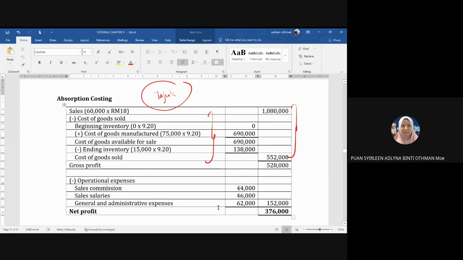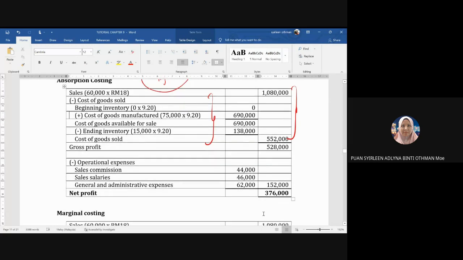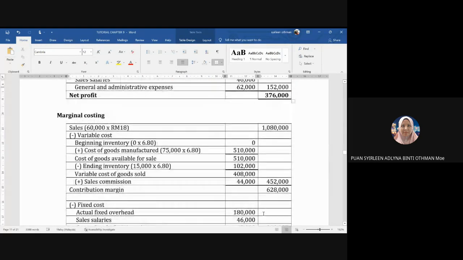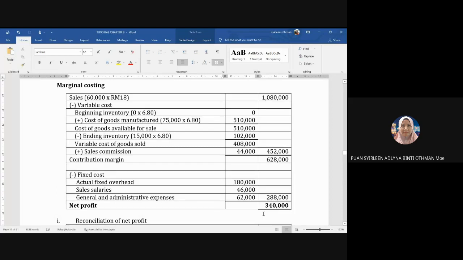So net profit untuk absorption ialah 376,000. Okay, untuk marginal is 340,000. Okay, you have your sales, you have your contribution margin. Nampak dua-dua statement, dua-dua pengiraan ni tidak ada adjustment sebab my fixed and my variable manufacturing overhead dua-dua adalah sama. Nilai sebenar dengan nilai estimation tu sama, sebab tu dia bagi awak satu figure saja. Okay, so I get the net profit of 340,000.